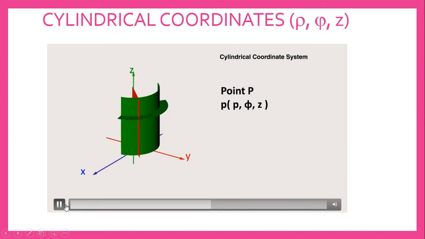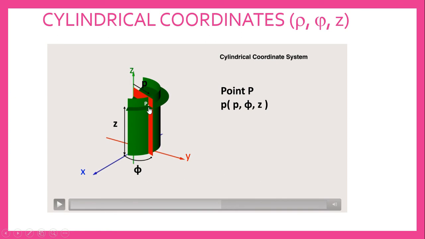So any point in these cylindrical coordinates can be represented using three parameters: rho, phi, and z. So here the point P is located, and rho is the radius. So rho represents the radius, meaning how much radius from the axis. If only this alone is known, this point P can be located from this point to this point along the same circle. So it's not at all enough.